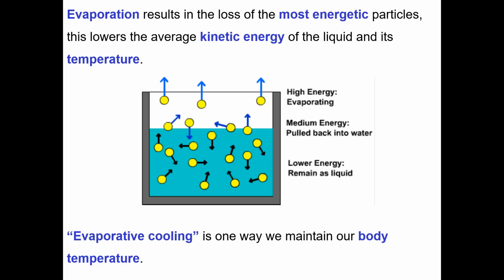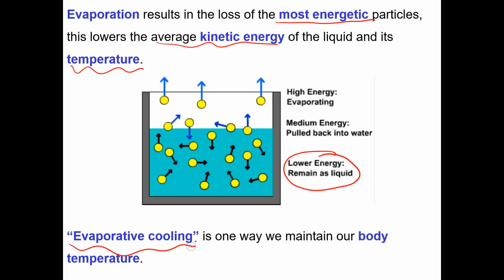So it's important to realize that evaporation will result in loss of the most energetic particles. What that means is that this lowers the energy of the remaining liquid, right? That means that the average kinetic energy of the liquid is lowered as a result of evaporation, and as a result, the temperature of the liquid will decrease. This is called evaporative cooling, and it's one of the mechanisms that our body uses to maintain its temperature. So as evaporation occurs, the remaining liquid becomes lower and lower in energy. That is, it becomes colder.